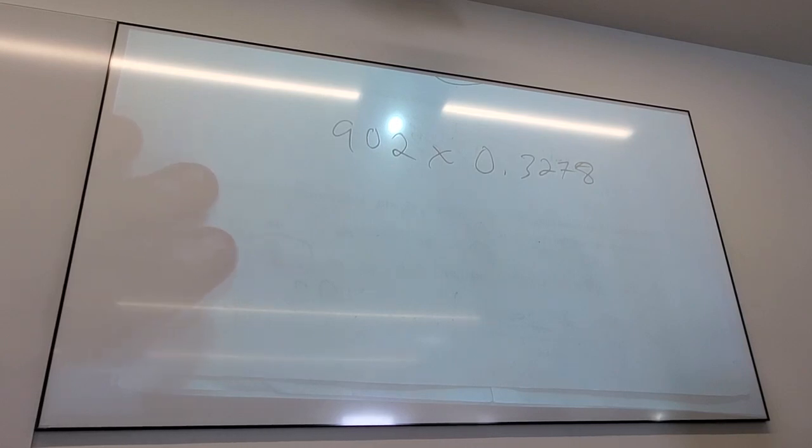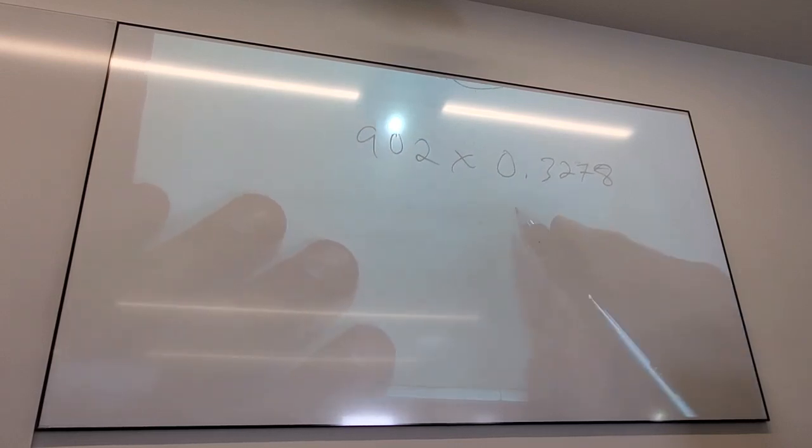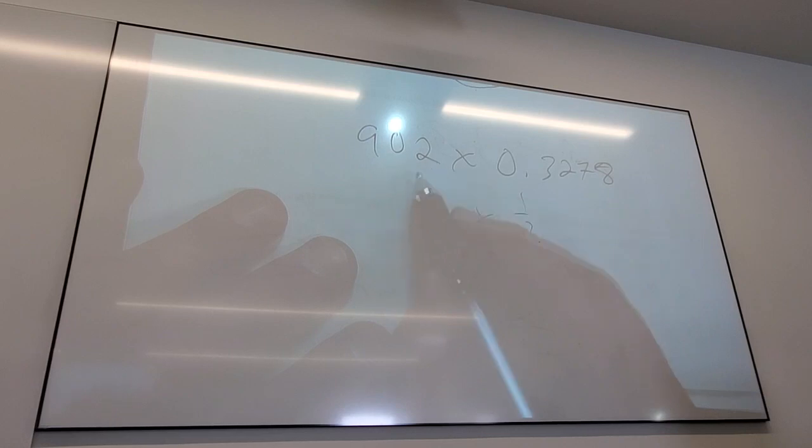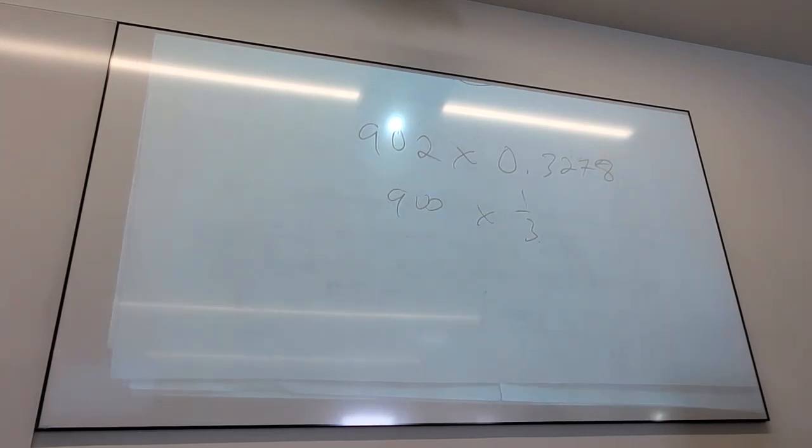What's 0.3278 close to that becomes a nice fraction? 1/3. And then I would make this become 900. You guys see what I'm saying? 0.3278 is very close to 0.333333, which is 1/3. So then that would be like 300.